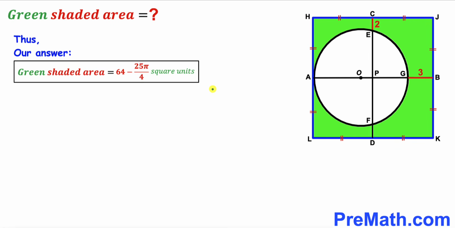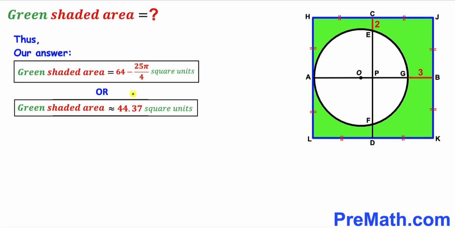So thus after all the calculations and manipulations, the green shaded region area turns out to be 64 minus 25π divided by 4 square units. And that's going to be approximately equal to 44.37 square units as well. And that's our final answer.